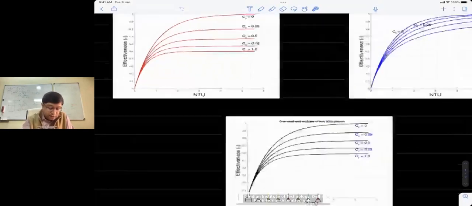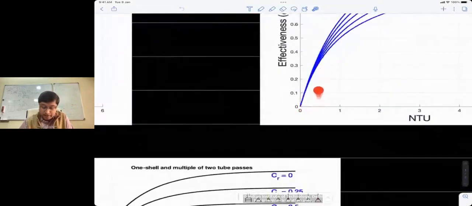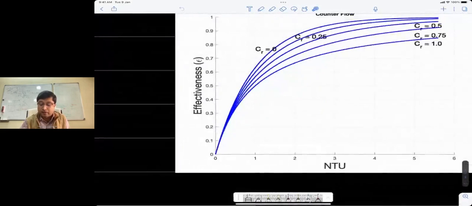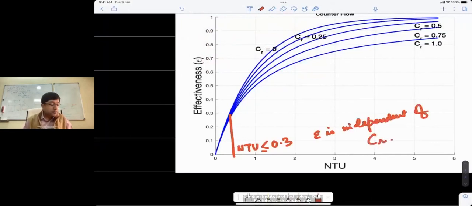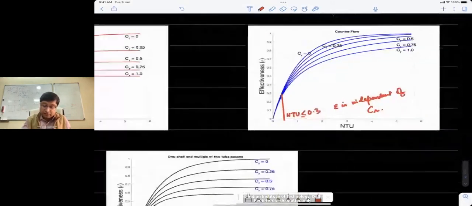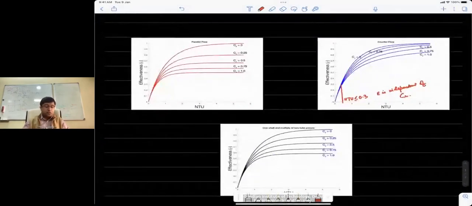Also, between NTU of 0 and 0.3, maybe let me take this example here now. Between NTU of 0 to maybe 0.3 would be somewhere here. So between this range of NTU, the effectiveness is almost the same, or it's independent of the heat capacity rate ratio. So till about this point, which maybe I can denote here, till about maybe NTU of 0.3, the effectiveness is independent of CR. And that's true for all heat exchangers, not just for this heat exchanger, that you can check. Okay, so that is something that you should also remember.